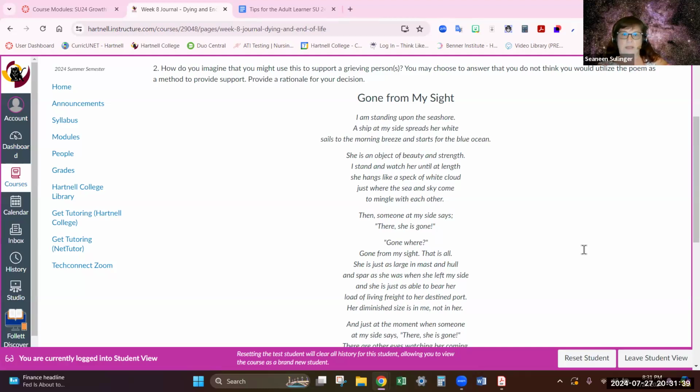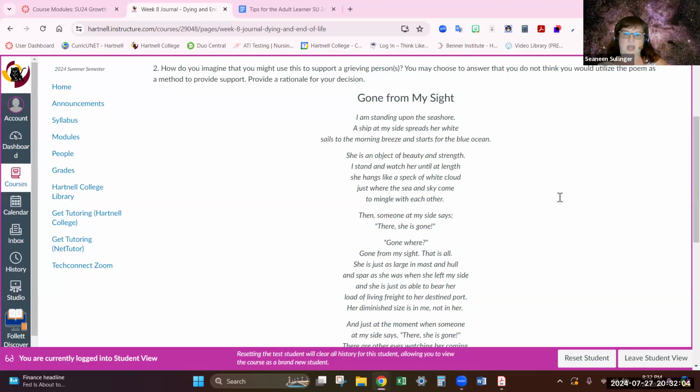It's called Gone from My Sight. I am standing upon the seashore. A ship at my side spreads her white sails to the morning breeze and starts for the blue ocean. She is an object of beauty and strength. I stand and watch her until at length she hangs like a speck of white cloud, just where the sea and sky come to mingle with each other.